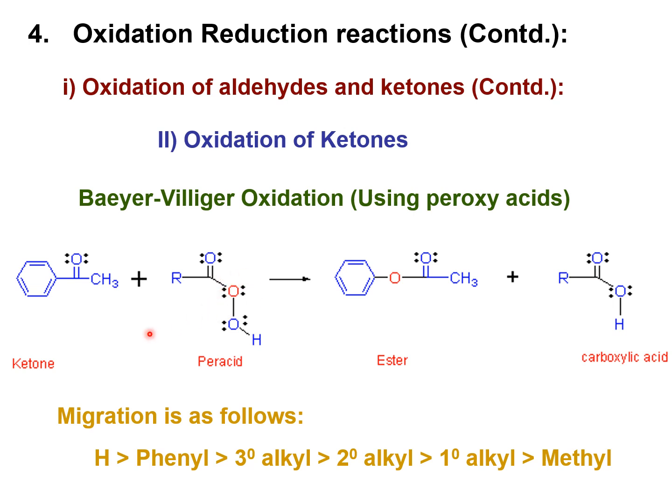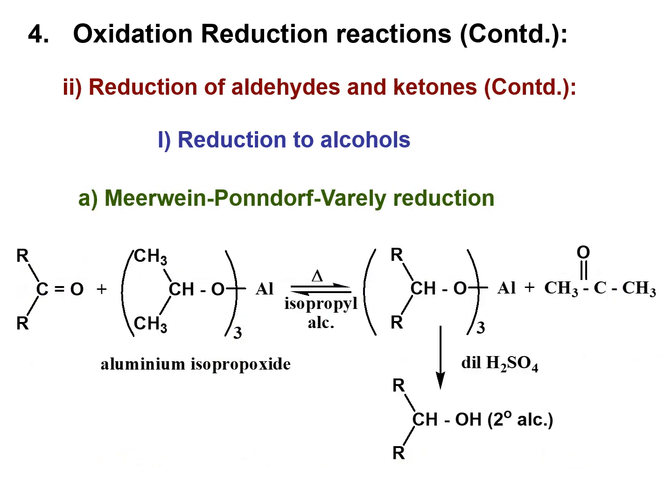It introduces an oxygen between the carbonyl and one of the R groups attached to it, and this is the order of preference of the oxygen to move to. We have the reduction reactions, and as we said, we have a very selective reducing agent, which is the Meerwein-Ponndorf-Verley reduction, which is the opposite of the Oppenauer oxidation reaction, where we use a ketonic compound with isopropanol in presence of aluminium. The end product is that the carbonyl compound will be converted into the secondary alcohol, and the isopropyl alcohol will be converted into acetone.